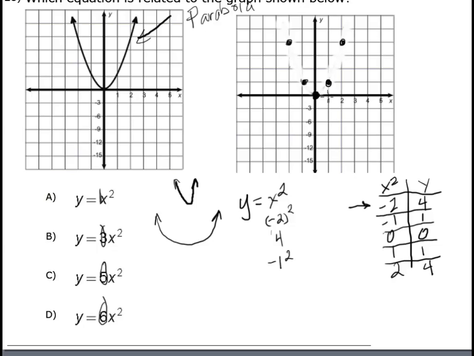So what you can see here is that the parabola representation for y equals x squared on a coordinate plane is the graph that you see. So the correct answer would be y equals x squared.